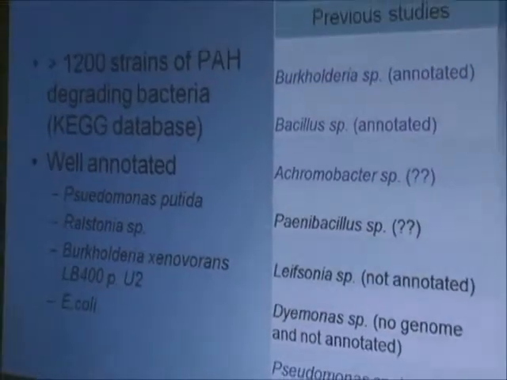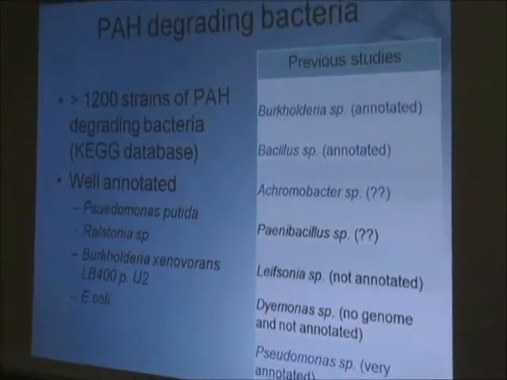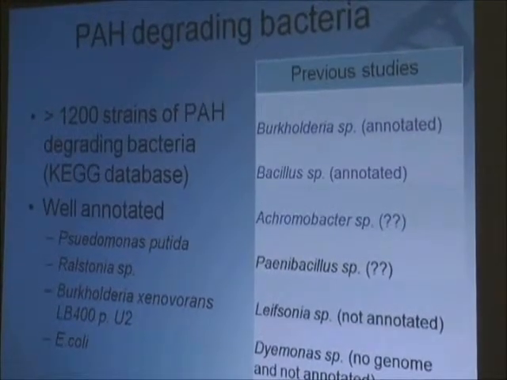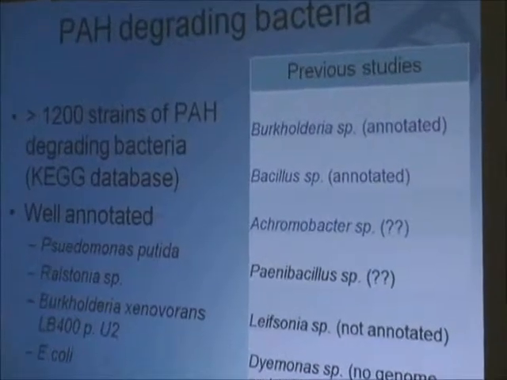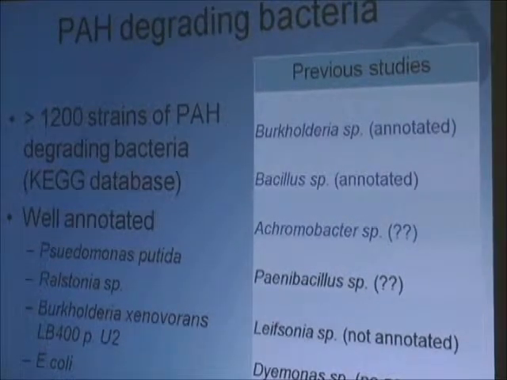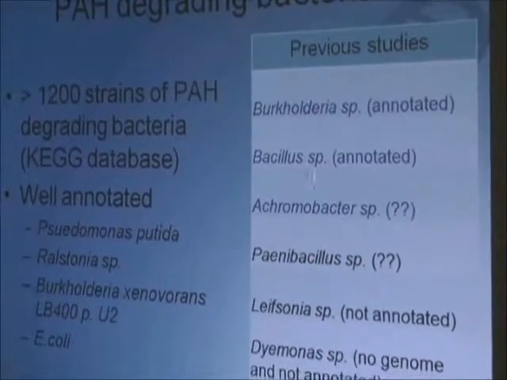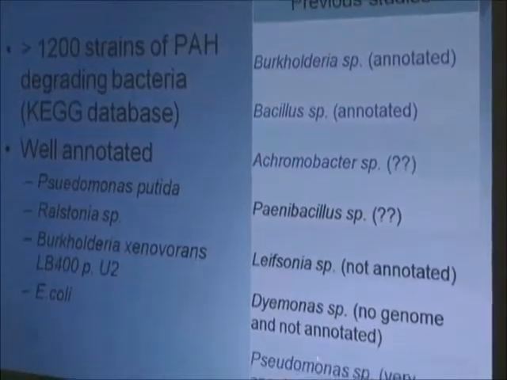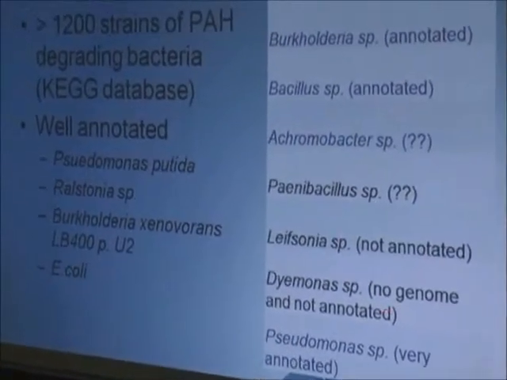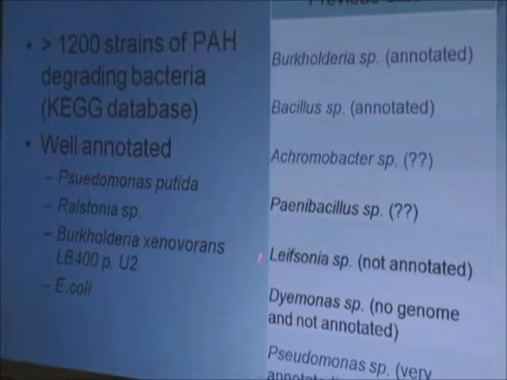Now, so far, what do we have? There are over 1,200 strains of pH-degrading bacteria, and we found this from the KEGG database. The well-annotated ones are Pseudomonas cutula, Ralstonia, Brucellosis, Enterobacteriaceae, and E. coli. From our previous studies, these are the ones that we found that we have information on related to pH degradation. These three, not related to pH degradation.